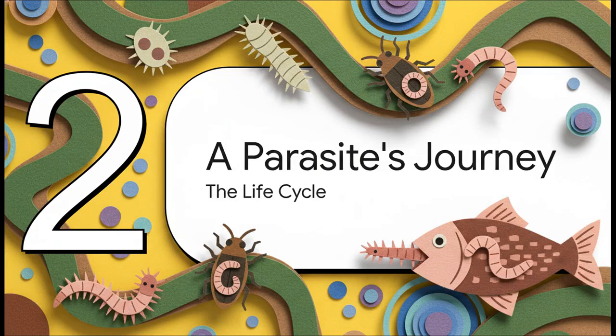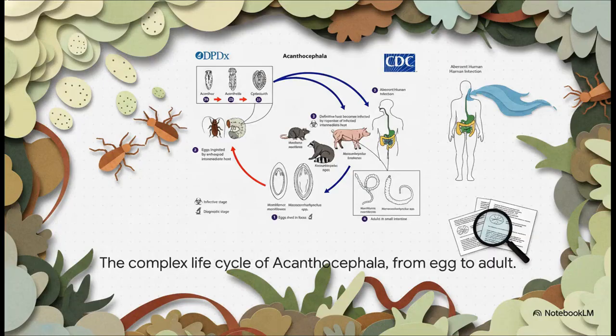Okay, so to really get how this whole accidental infection thing can even happen, we need to follow the parasite's journey. You see, like pretty much all parasites, it's got a very specific life cycle. It's like a roadmap that it has to follow to survive and reproduce. So let's trace that path. Right, so this diagram from the CDC shows us the whole story at once. Now, I know it looks a little complicated, but you can see all the main players here. You've got the eggs, the insect that acts as a middleman, the main wildlife host, and then way over on the right, that's where we come in, the accidental human infection.